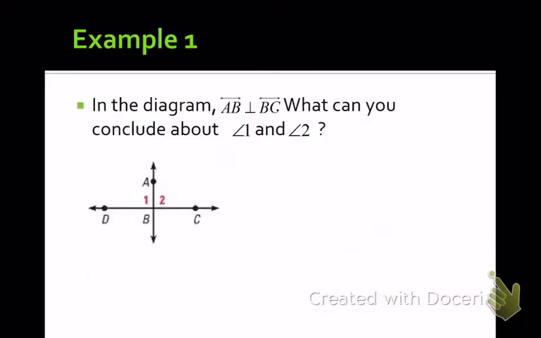All right, so trying to use these theorems. In this diagram, we know that AB and BC are perpendicular. What can you conclude about angle 1 and angle 2? And we want to use the theorem, right? I know the definition of perpendicular lines might help us, right? But that would only help us determine that one angle is a right angle. Here, the theorem lets us know that angle 1 and angle 2 are going to be right angles. Okay, and that's because we knew the lines were perpendicular.